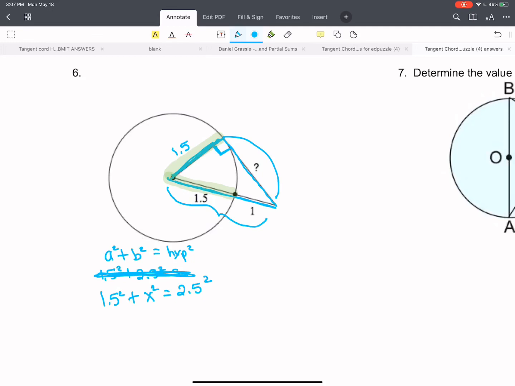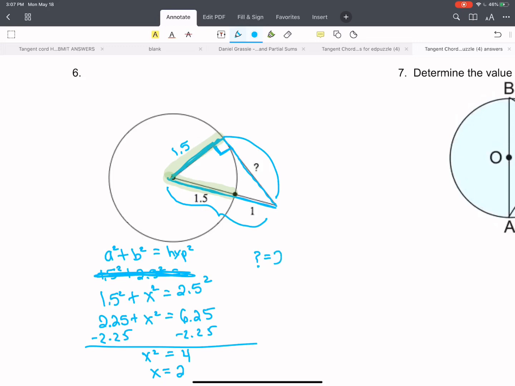So 1.5 squared is 2.25 plus x squared equals 2.5 squared, which is 6.25. And I can subtract 2.25 from both sides, and I will have x squared equal to 4. Perfect. So x is, the square root of 4 is 2. Oh, so x is just 2. So my question mark in this question is 2.